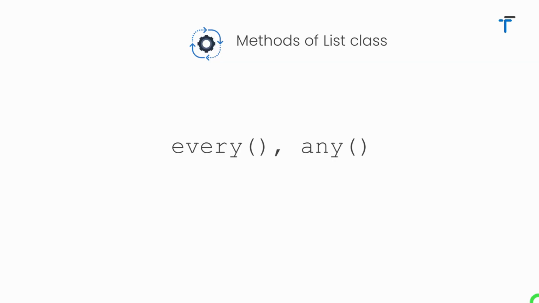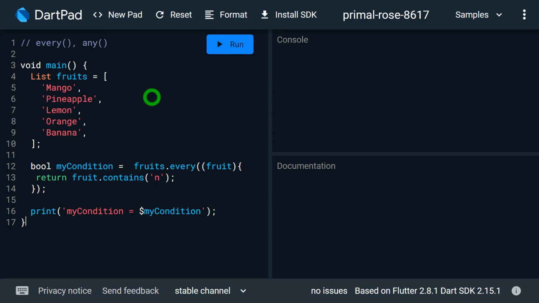List provides the fantastic methods every and any. Let's say you have some condition that every element of the list must satisfy, then we can use the method called every. And if you have some condition that should be satisfied by at least one element in the list, then in this case we can call the method any. Let's look at this example.